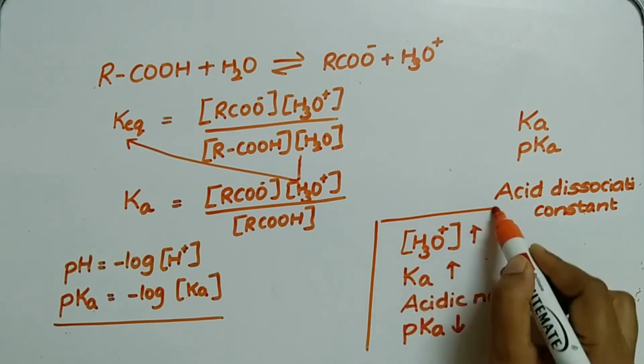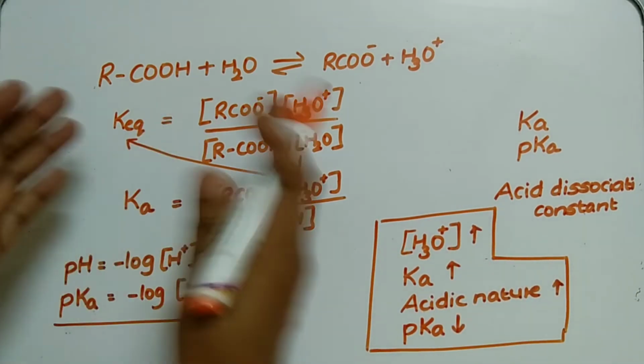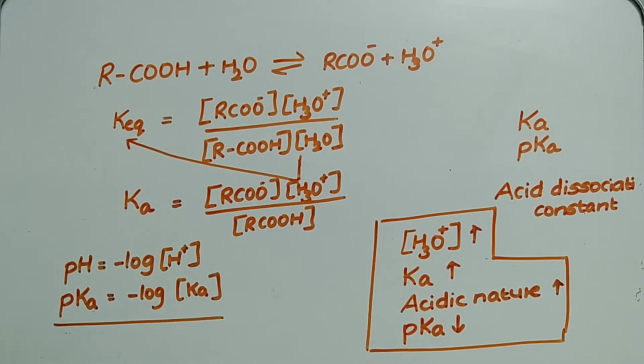So, this we are learning from the equilibrium chapter. We are writing the expression according to that chapter, and we understand that if the concentration of H3O plus ions increases, the Ka value increases, acidic nature increases, but the value of pKa will be less. It decreases. Let's see now.